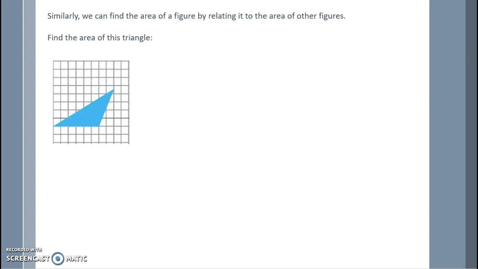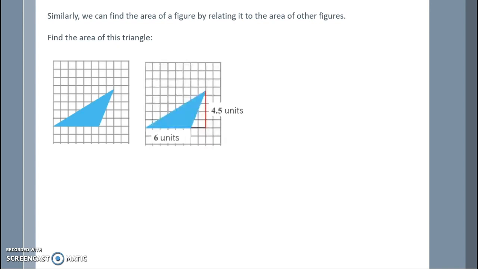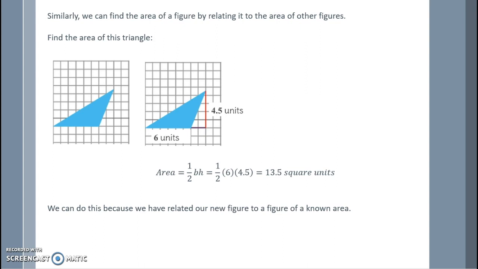So let's find the area of this rectangle. Notice how it outstretches a little bit on the right-hand side, just past the bottom corner. What we could do is fill in the remaining corner here, and let's say it's 6 units by 4.5 units. It is still half of the base times the height, so the base is 6 and the height is 4.5, for a total of 13 and 5/10 square units. We can do this because we have related our new figure to a figure of a known area as a rectangle.